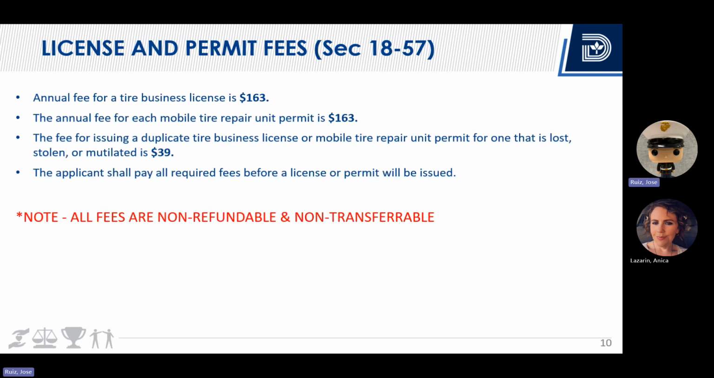Okay, license and permit fees. As of October of this year, our city council has adopted new fees for the city of Dallas throughout different licensing and permit fees. So it not only affects us here with the tire businesses, but it affects other businesses that have to pay fees as well. So you're not being singled out. The annual fee for a tire business license is $163. The annual fee for each mobile tire repair unit is $163.